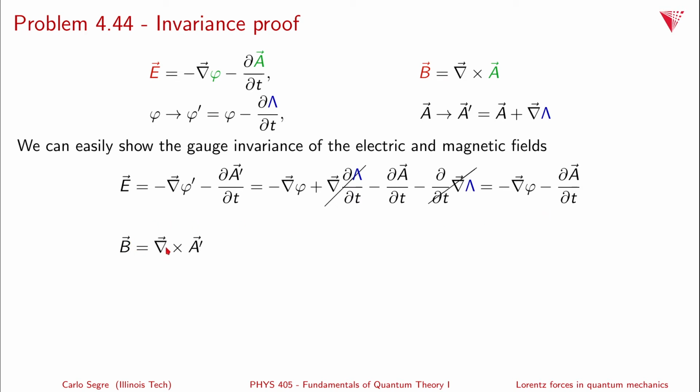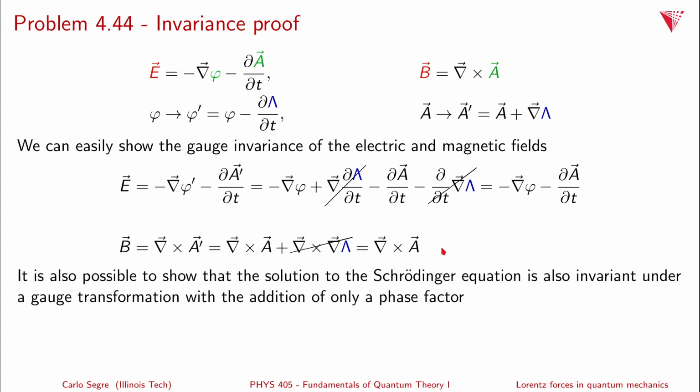The magnetic field, similarly, can be seen not to change as well. So we have the curl of A prime. So that means we're going to take the curl of these two components. That gives us the curl of A plus the curl of the gradient of the gauge transformation. But the curl of the gradient is simply equal to 0 by definition. And so this gives us then the curl of A, which again goes back to the original magnetic field. So we can also show that the solution to the Schrödinger equation is also invariant under gauge transformation with the addition of a phase factor.